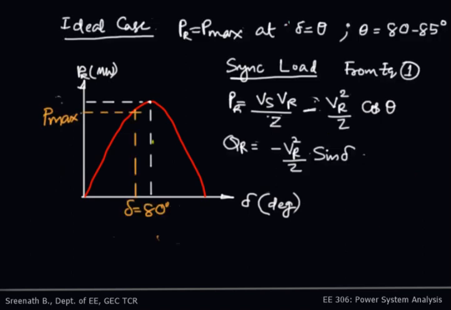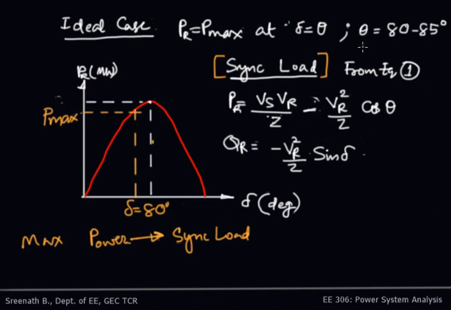Now we will take two cases. First, the case where your load is a synchronous motor. Maximum power for any load can be transferred if your load is a synchronous load. We will explain how it comes. So Pmax can be obtained, maximum power can be transferred, at a load which is a synchronous load. If your load is a synchronous load, you can transfer maximum power.